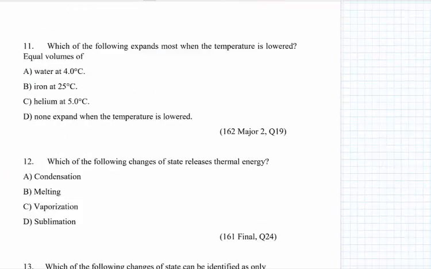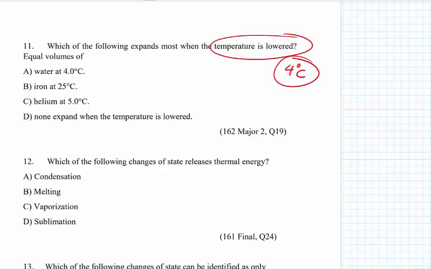Which of the following expands most when the temperature is lowered? We know that when the temperature is lowered, the object contracts, except in water below 4 degrees Celsius, where it expands. So I would choose water below 4 degrees Celsius, it starts to expand. Of course, iron, if you lower its temperature, it will contract. The helium is the same. Okay, so only the water does that.